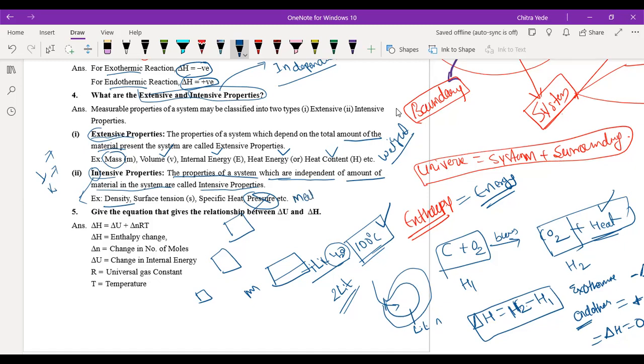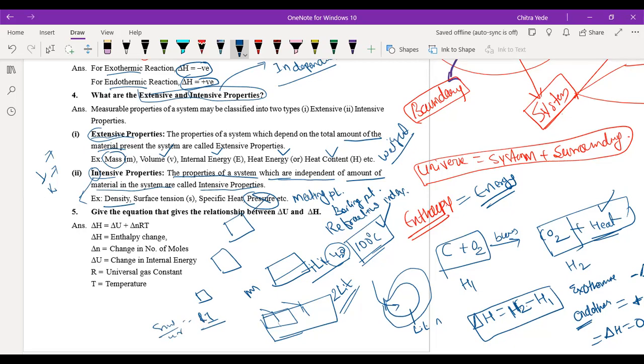Melting point, boiling point, then we have refractive index, etc. Okay, if you take a small piece of glass, refractive index will be the same. If you take a very big piece of the same glass, again refractive index will be the same. What is refractive index? It is the ratio of sin i to sin r. Is it? Sin i divided by sin r equals refractive index. Is it?